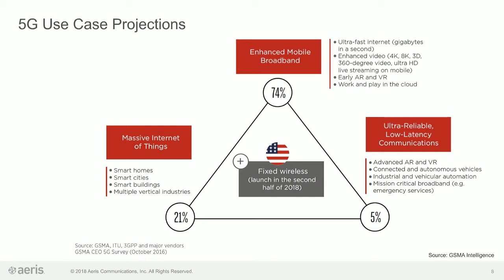And 21% will be the growth in the Internet of Things for applications such as smart homes, smart cities, buildings, various vertical industries, etc. And of course, there will be the fixed wireless capabilities that have already started deployment, certainly in trials in many parts of the world, for providing 5G capabilities, the last mile, if you will, to the homes that need to have wireless access.